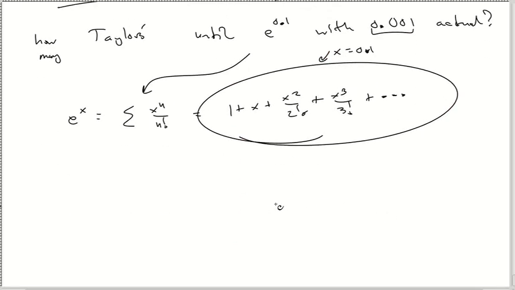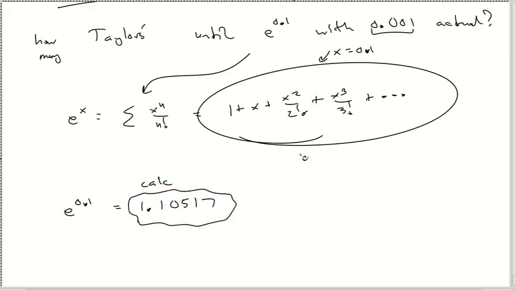Well, in order to know anything, we have to plug in the actual value. This is calculator, okay? And I got 1.10517. So this is what I'm comparing this against. I plug in some stuff, and maybe I got a couple more terms or something. Like, do I have an x to the fourth? Oops.